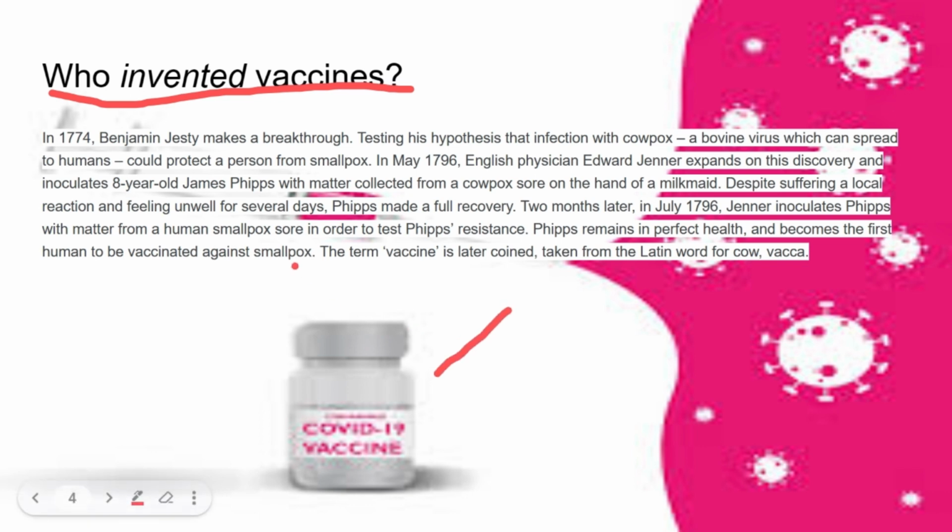He makes a small cut on James Phipps, an 8-year-old boy, and he puts the matter collected from cowpox sores into the cut. After feeling unwell for several days, Phipps made a full recovery. Two months later, to test his immunity against smallpox, Edward Jenner injected Phipps with matter from a human smallpox source, and Phipps remained in perfect health and became the first person to be vaccinated against smallpox.